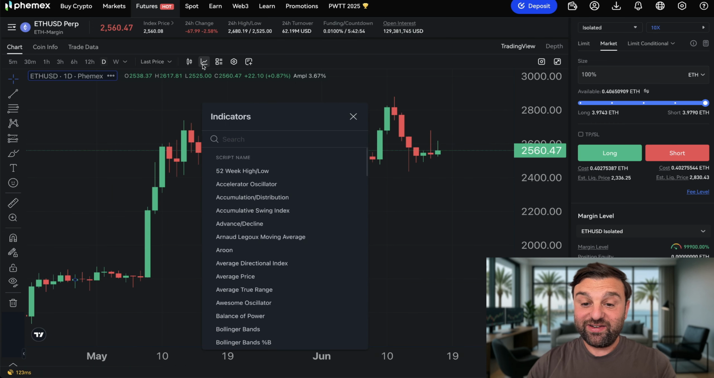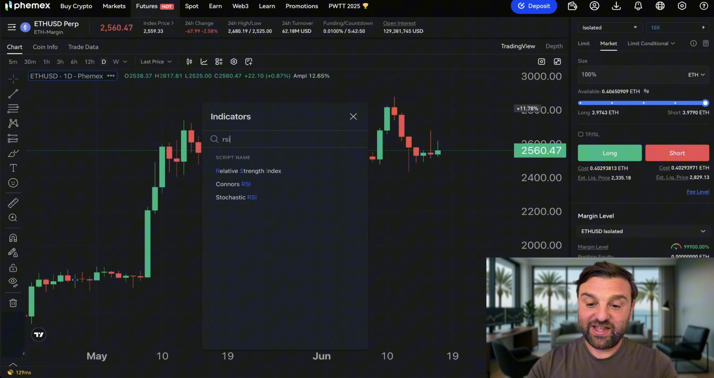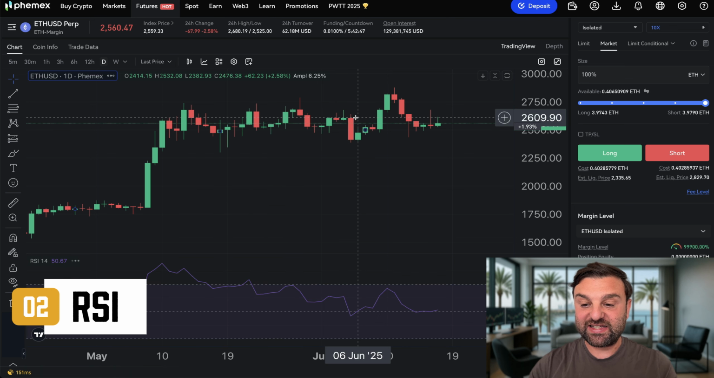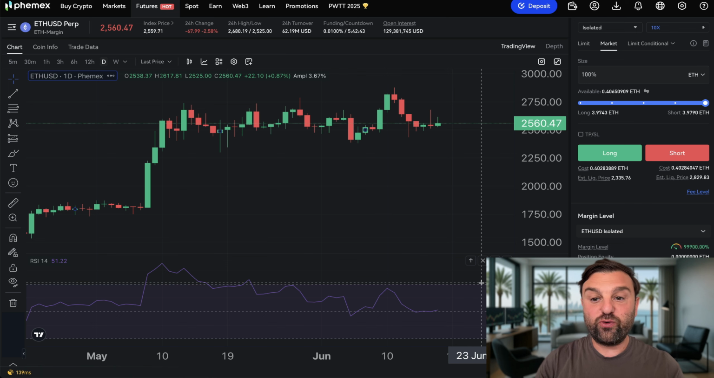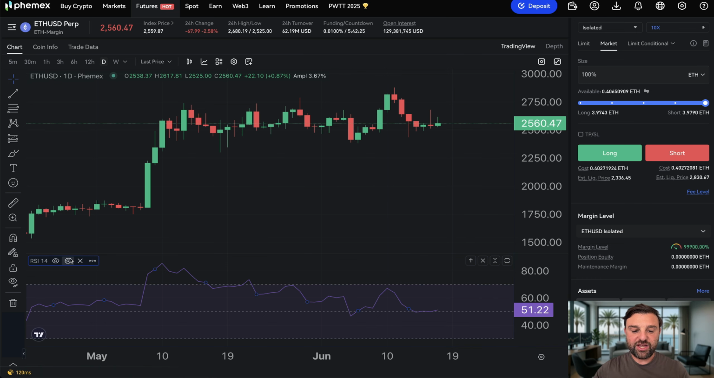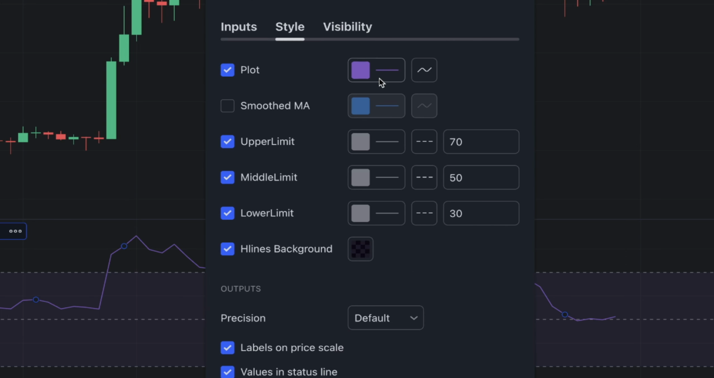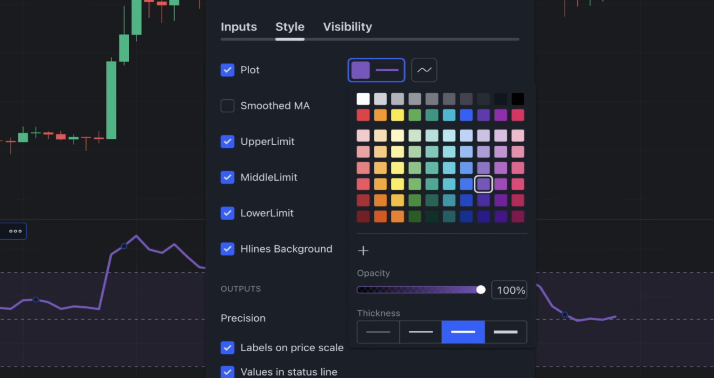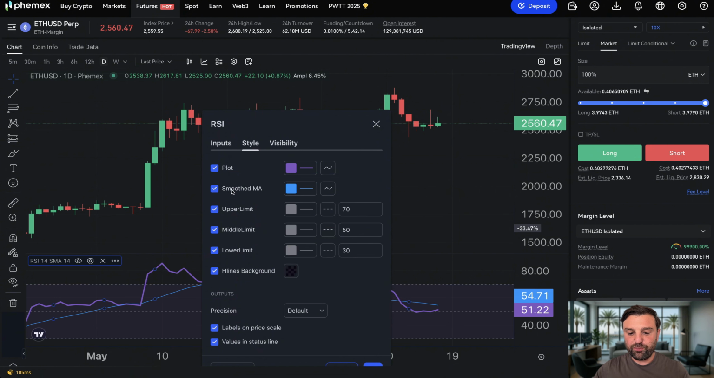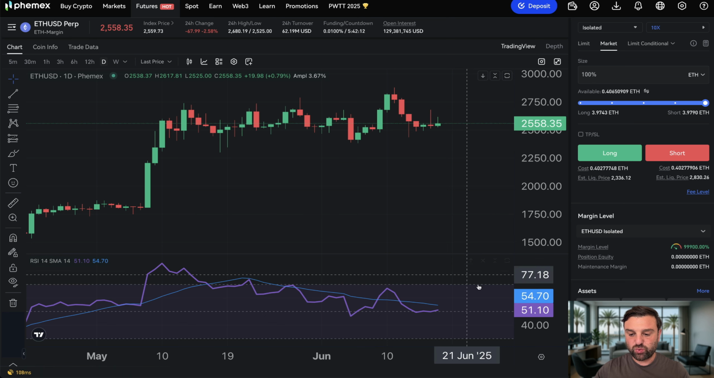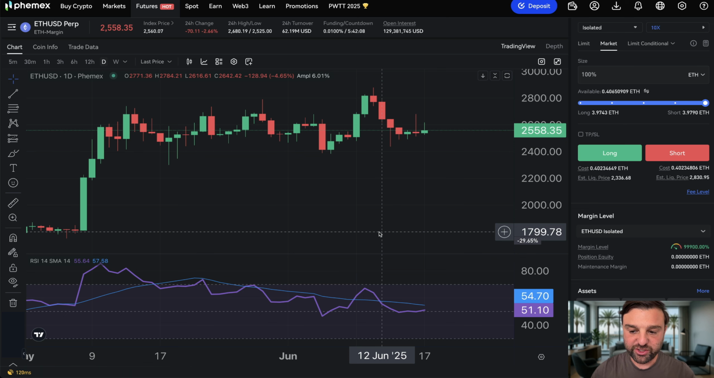So again, going to indicators, we're going to type in RSI. It's the Relative Strength Index. The Relative Strength Index shows us how overbought or oversold an asset is. Again, you can go into settings. We don't need to do much here. I'm just going to make it a little bit bolder so we can see it easier. And I'm also going to bring in a moving average to the RSI as well, so we can see where the RSI stands with the average of the current trading range.